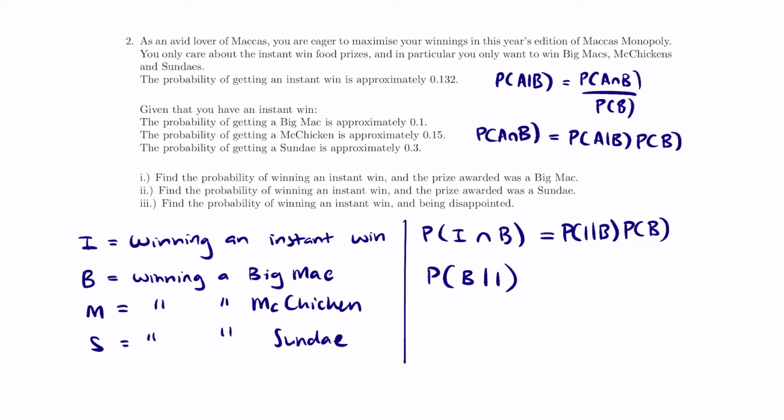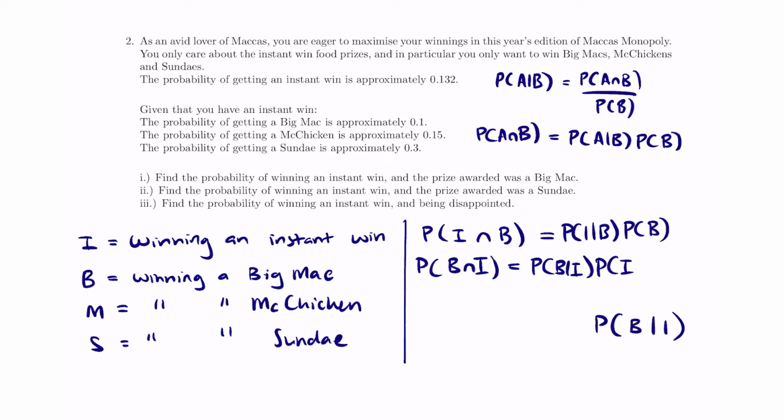So we're kind of stuck here, right? So here's a pretty cool trick that's good to know. The probability of I intersect B is the same as the probability of B intersect I. So now what we can do is rearrange this. So this is the same as the probability of B given I multiplied by the probability of I. And now we're good to go, right? So these two are equivalent.